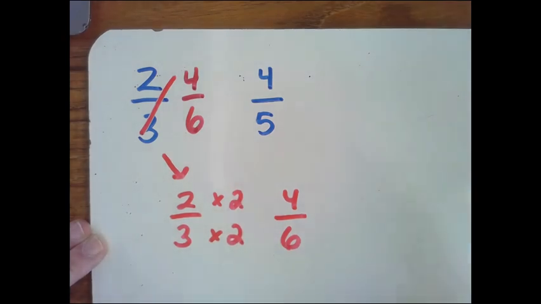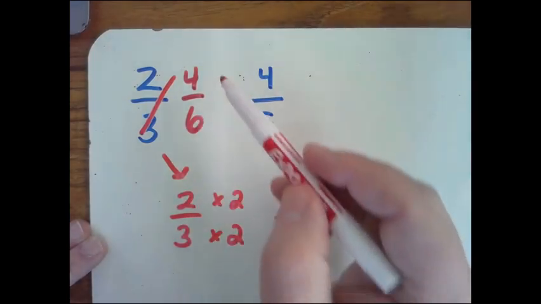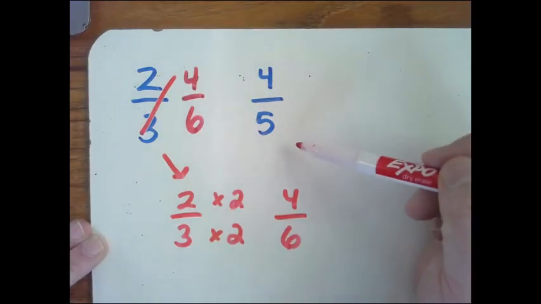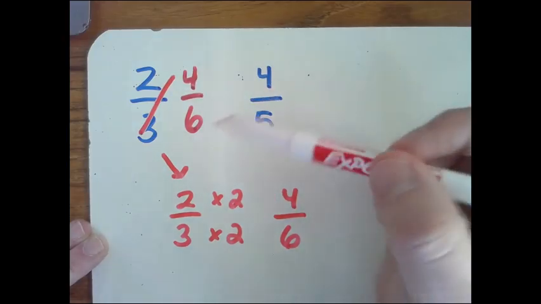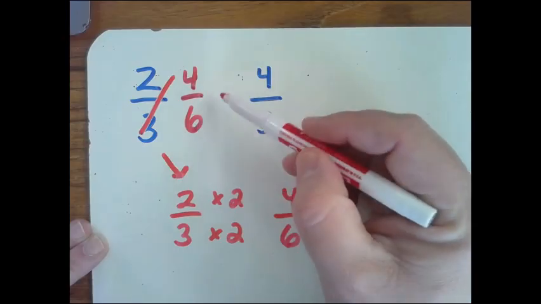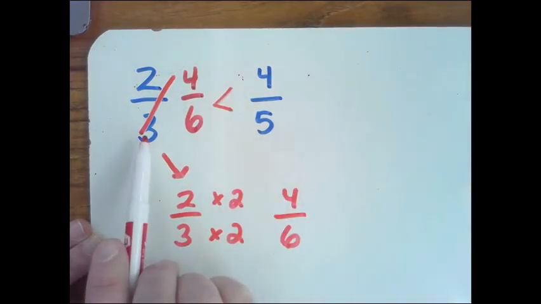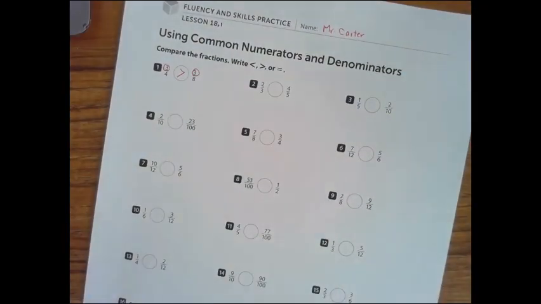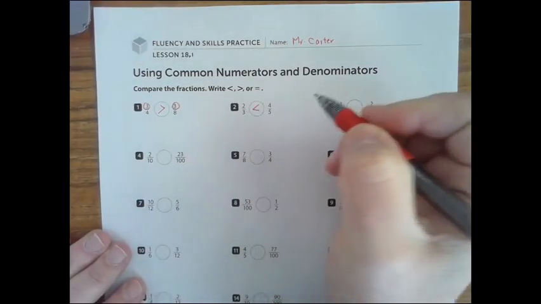Again, thinking about pizzas, I have 4 slices of pizza in each case, but this pizza is cut into 6 slices, and this pizza is cut into 5 slices. So the pizza with the 6 slices has smaller slices. If I have 4 of those, this 4/6 will be less than 4/5, which means that 2/3 is less than 4/5. All right, so let's go back to our sheet and put that in. Again, 2/3 is less than 4/5.